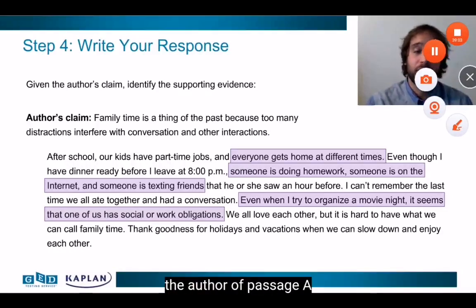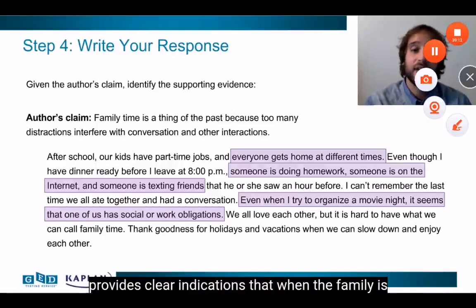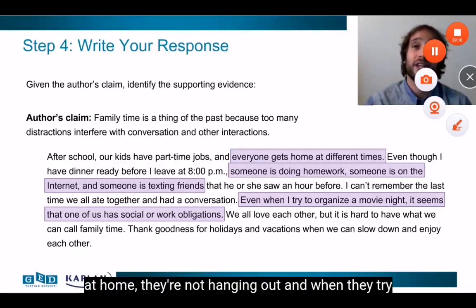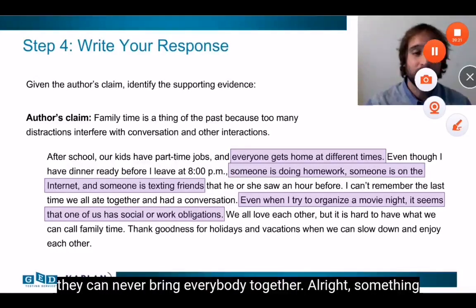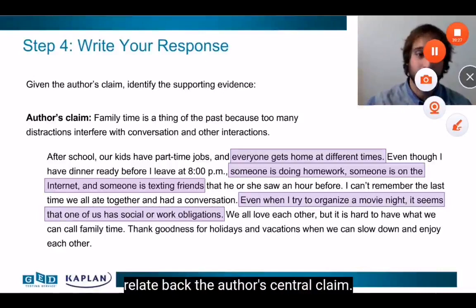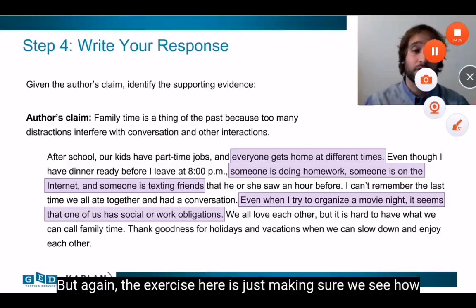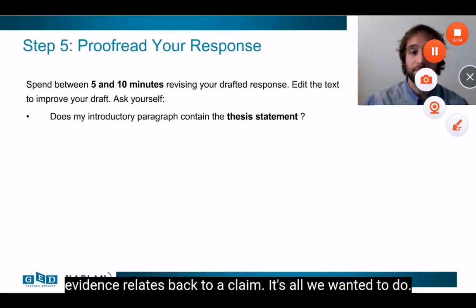the author of passage A provides a better argument because that author provides clear indications that when the family's at home, they're not hanging out, and when they try to go out and do something fun as a group, they can never bring everybody together, right? Something like that, a way to explain how those facts relate back to that author's central claim. But again, the exercise here is just making sure we see how evidence relates back to a claim. That's all we wanted to do.